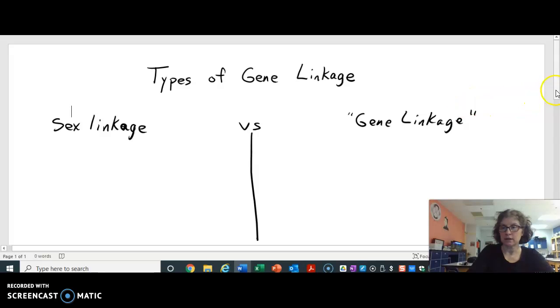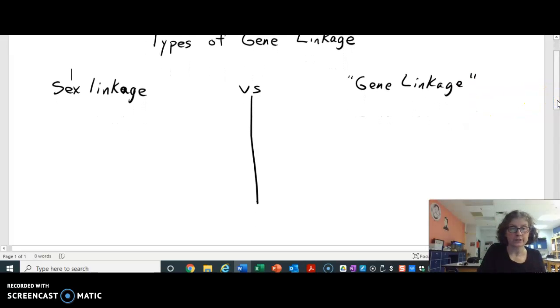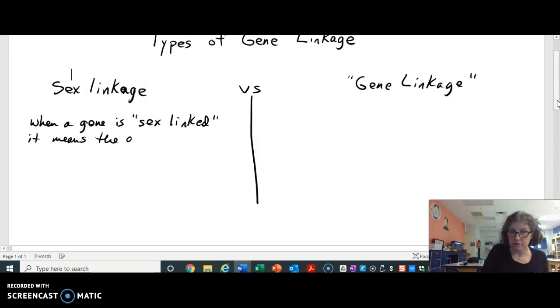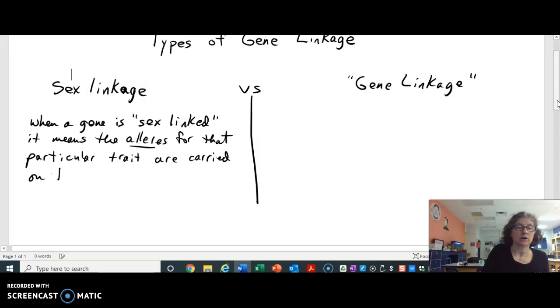So when a gene is sex-linked, what this means is that the alleles for that particular trait are carried on the sex chromosomes. Specifically, on the X chromosome.